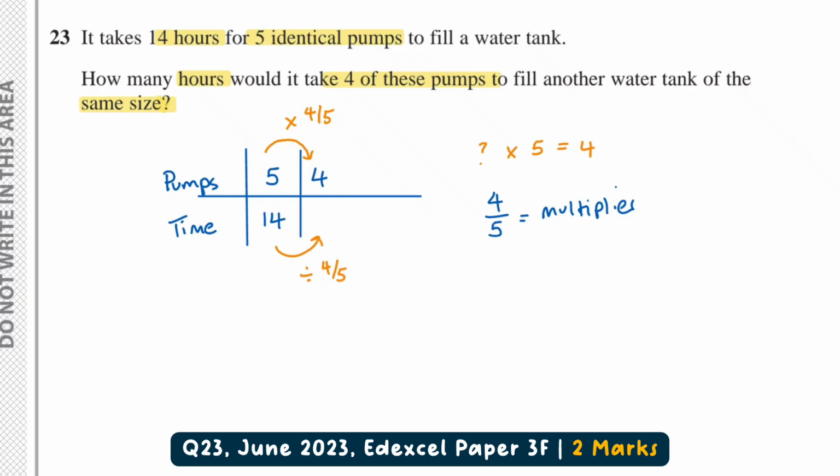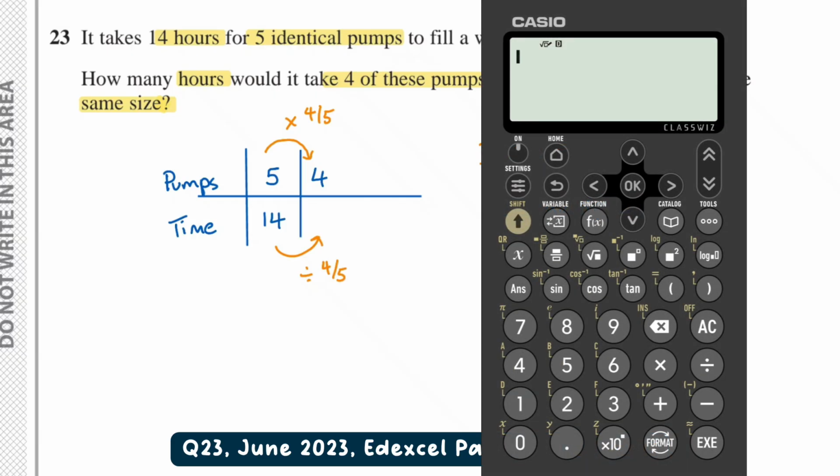Since this is a calculator paper, I'll be using my calculator to work out this answer. For this question, I'll be using the Casio FX991CW. I'm going to go to my calculator and press on, and then home, and make sure I'm on calculate, and then OK. I'm just going to type it in as it is. So I've got 14, divide by, and then I'm going to use my fraction button, and 4, down button, and then 5, and then execute. So this has given 35/2.